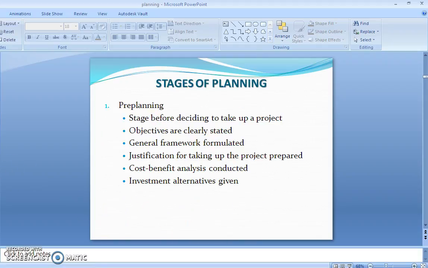Now moving on to the stages of planning. There are 3 stages of planning. First one is pre-planning. Next, detailed planning has to be done, and then monitoring and control. Pre-planning is the stage before deciding to take up a project. Here we are stating the objectives clearly. The general framework is formulated. We are stating the justification for taking up the project, and the cost benefit analysis is conducted to analyze whether the project is economic or not, and after that the investment alternatives are given.